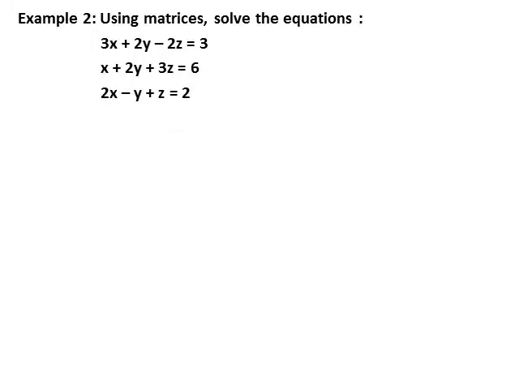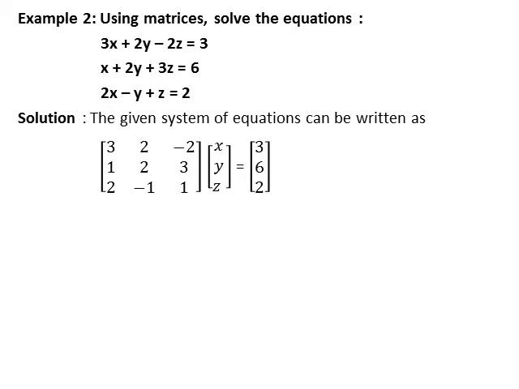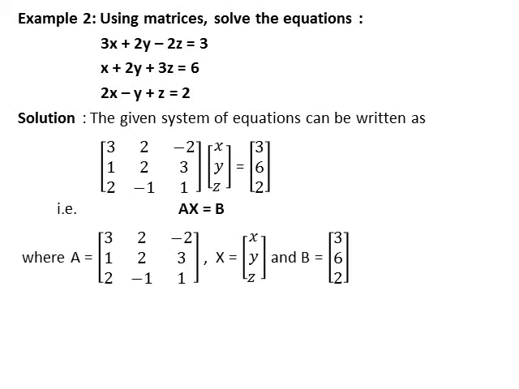Let's take another question. In this question, we have three linear equations with three variables. Using matrices, we have to solve this system of linear equations. In first step, write the given system of equations in the matrix form as shown, denoted by Ax equals to B, where A is coefficient matrix, X is a column matrix of order 3 by 1 with elements x, y and z. B is a matrix of order 3 by 1 in which elements are constants of the given equations, that is 3, 6 and 2.